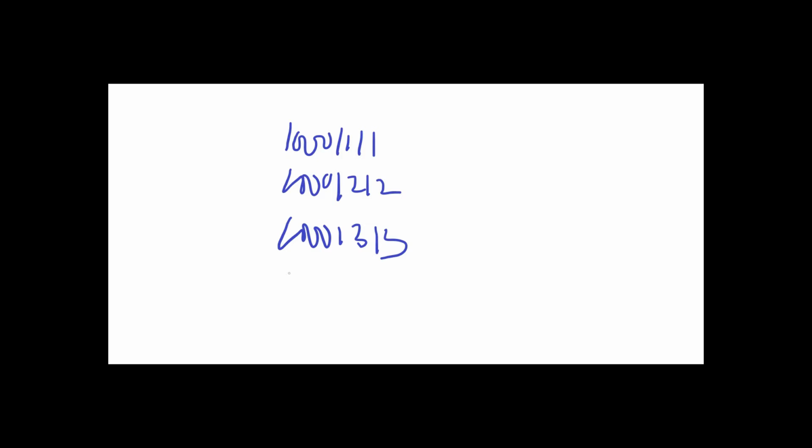For example, you have memory addresses like this: 1000, 1111, 1000, 1212, 1000, 1313, then 1000, 1414. This is an example. So let's say this is your memory address.